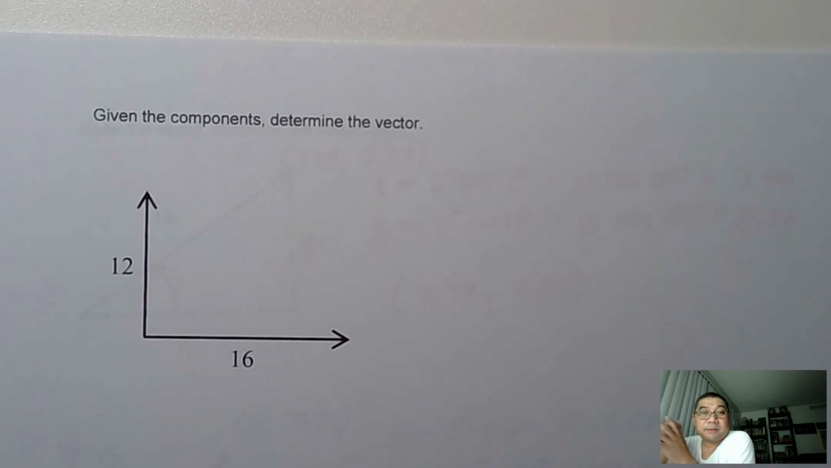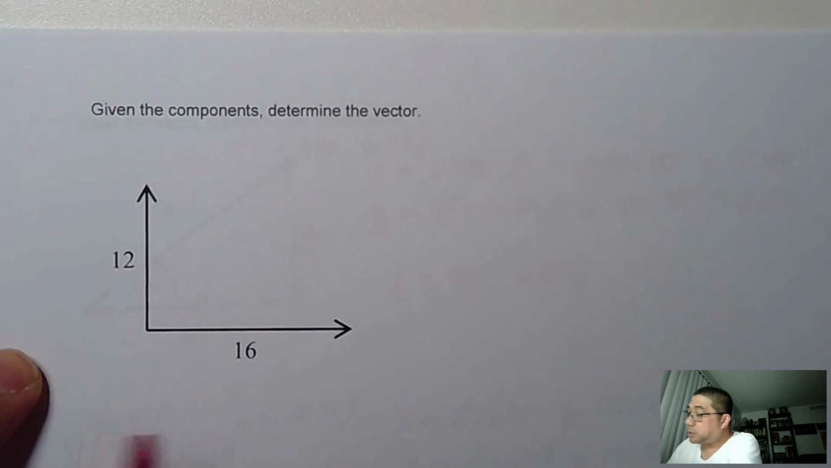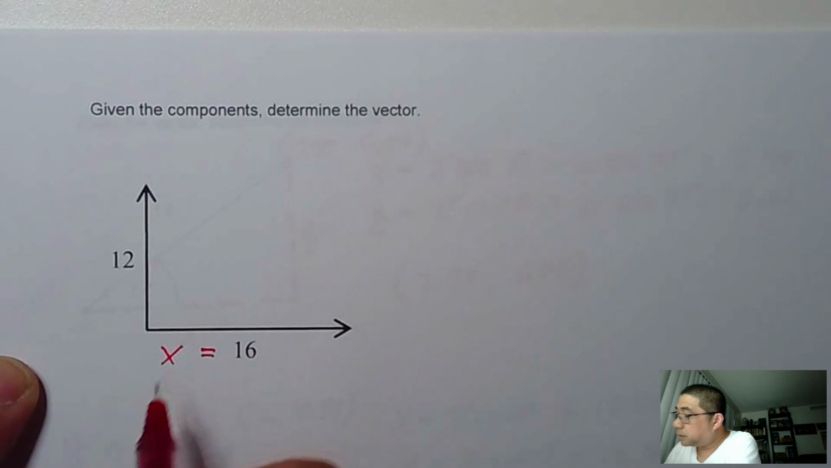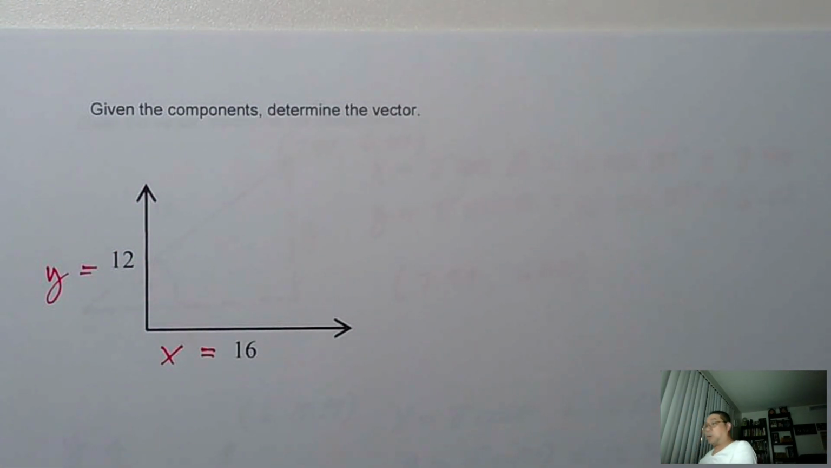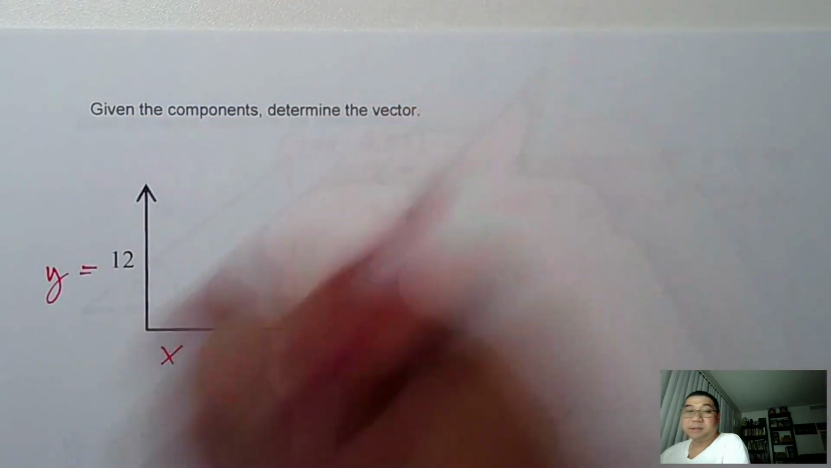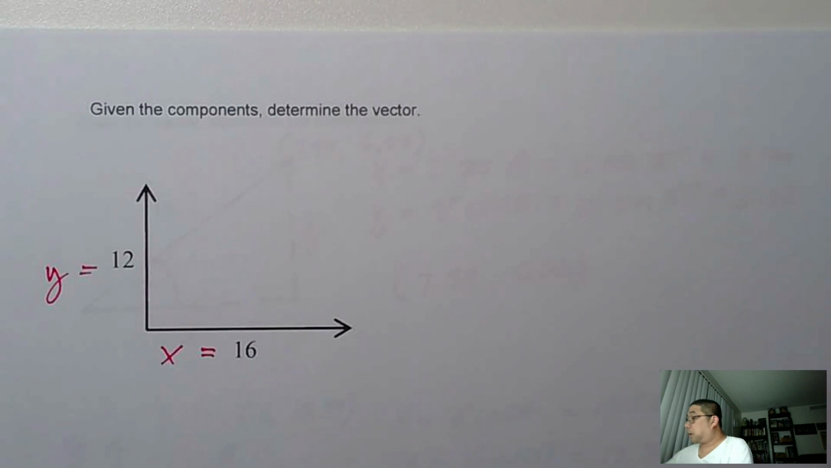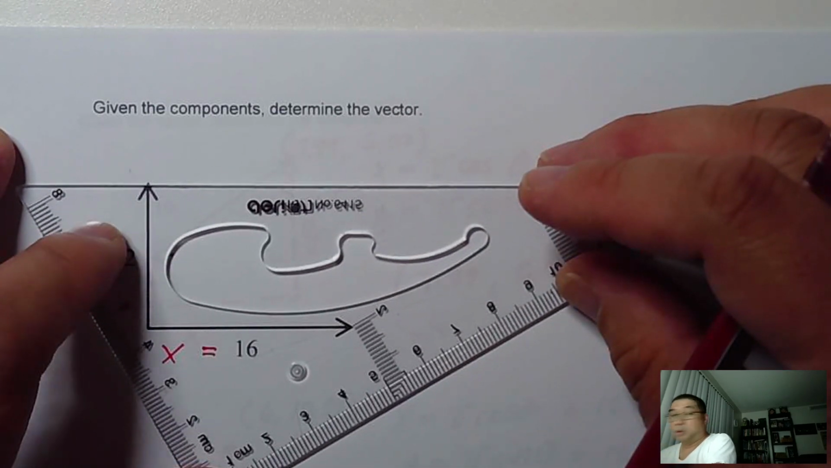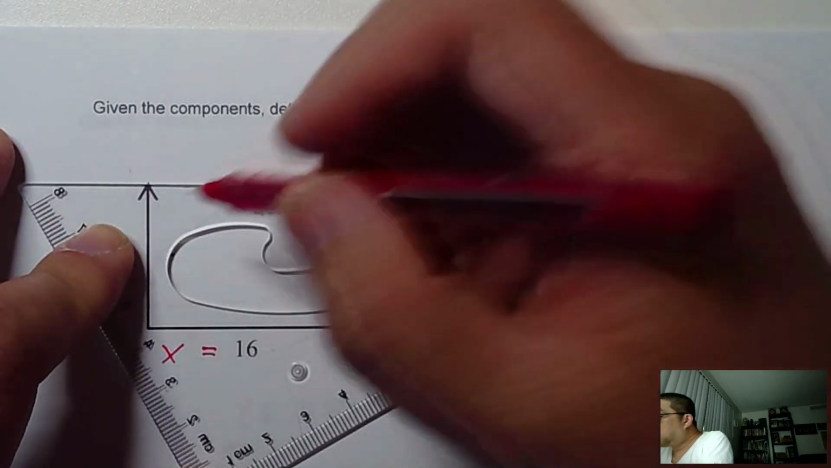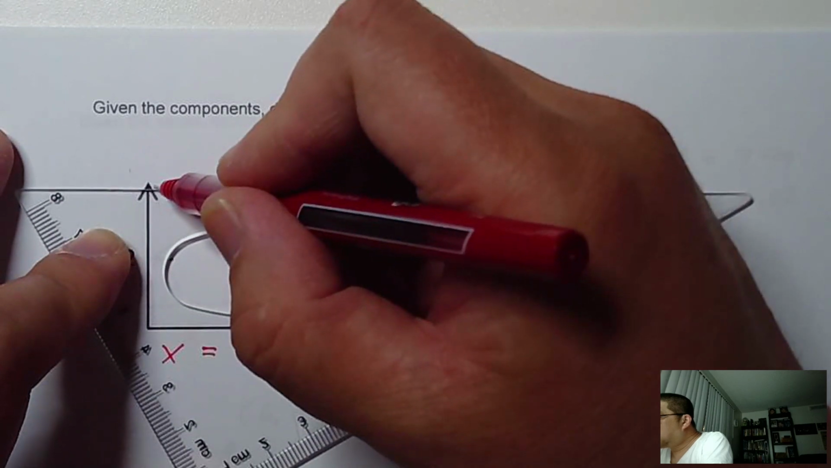Okay, now let's continue. Now, given the components, so we have two components, the x and y. So now let's figure out the vector. So for example, 16 is your x component and then 12 is your y component. What you can do is transfer this line to the other side. According to the video from the College Board website that you've watched, it needs to be from head to tail or tail to head. So if I am going to project this line right here, what I'm going to do is transfer this.